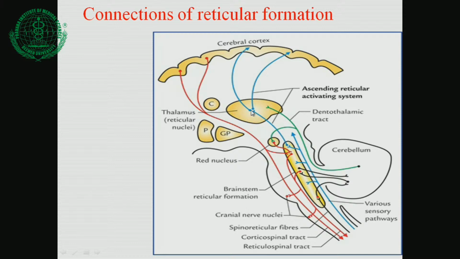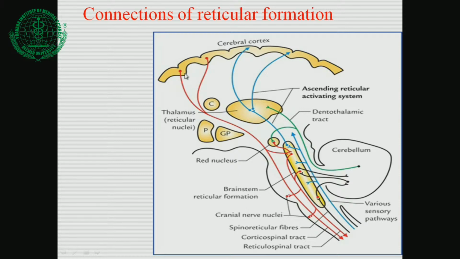From here the fibers are projected to the thalamus, that is the reticular nuclei of the thalamus, and from the thalamus these are projected into the cerebral hemisphere. These are the ascending group of afferent fibers. Few fibers are coming from the cerebellum also and going directly through the spino-reticulocerebellar pathway. So this one is the cerebellum.